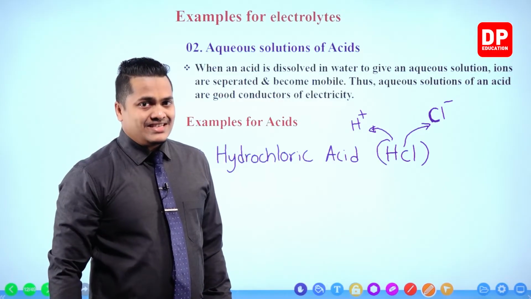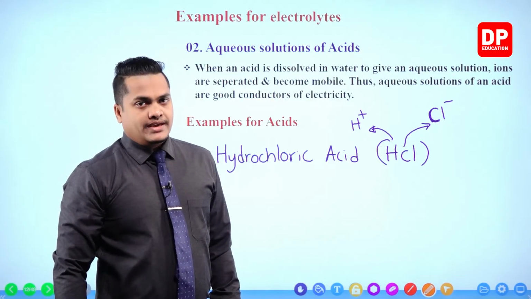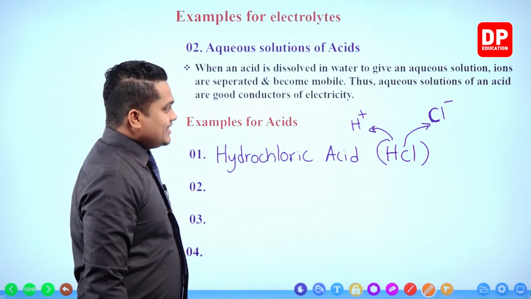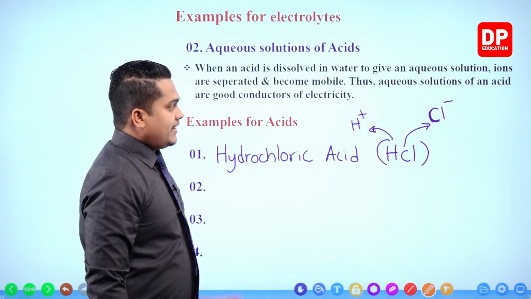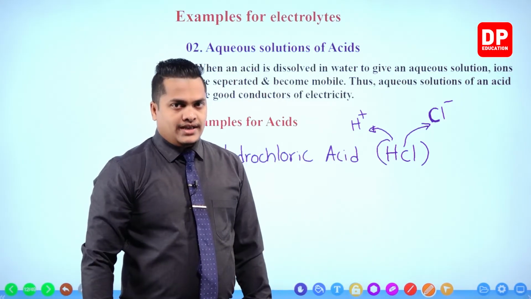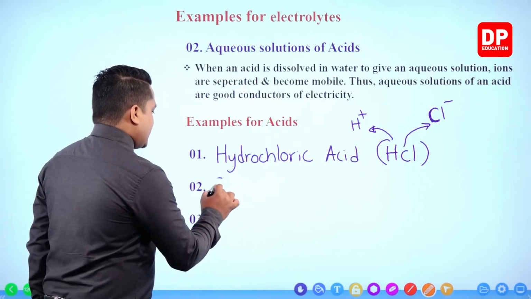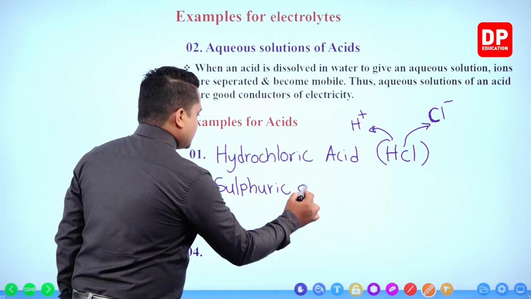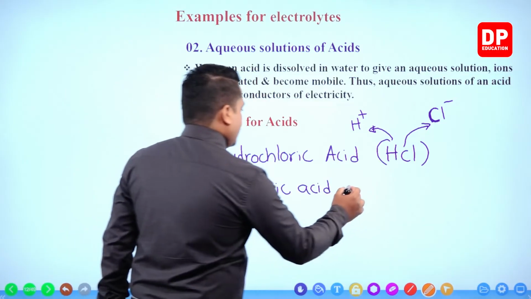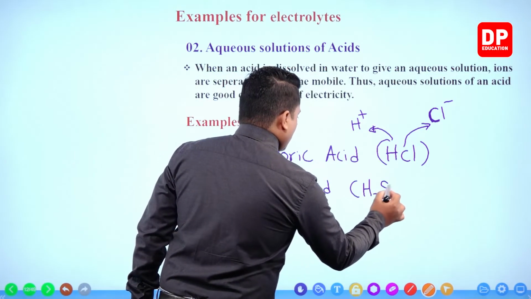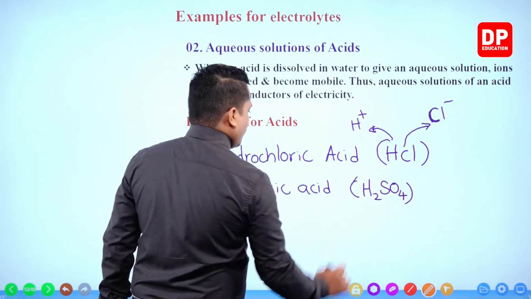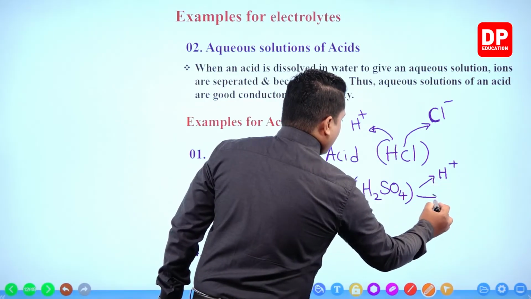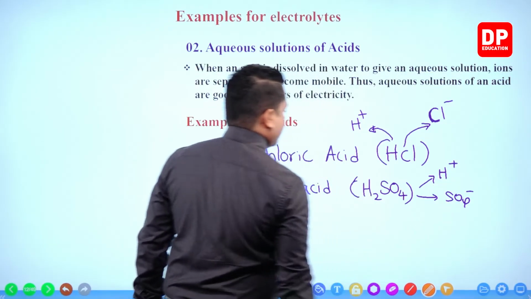However, you have to mix this acid with water to make an aqueous solution. So when making aqueous solutions of acids, hydrogen is getting separated into positive and the other relevant part is getting into negative. Then sulfuric acid, H2SO4. Here also hydrogen plus and SO4 is becoming minus.